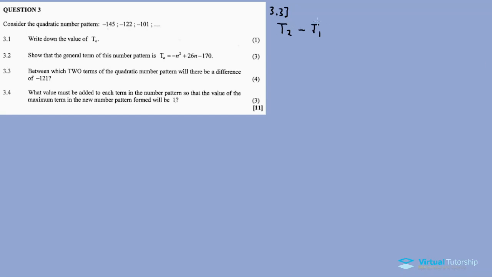U-T2 ulandela ubani? U-T1. So nangisubtracta u-T2 no-T1, I should get something. Now manye ama-consecutive terms. U-T3 no-T2. T3 minus T2, I should get something. T4 no T3 are my consecutive terms now. So on and so on. But lana, we don't know with the map ma consecutive terms, right? Lama consecutive terms are ones. Ngifuna ukwazi ukuthi between which two terms of the quadratic number pattern will there be a difference of -121.